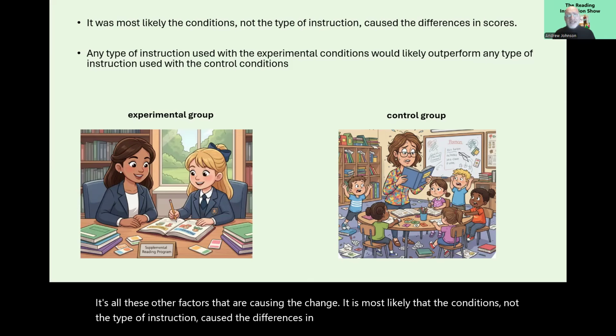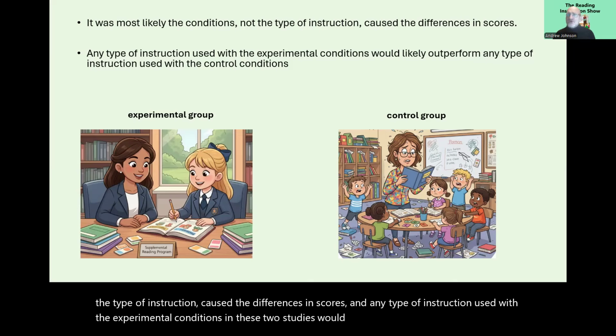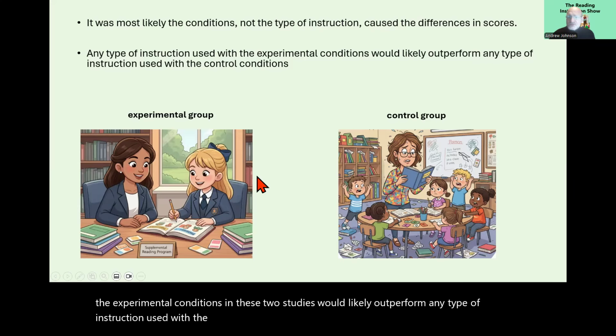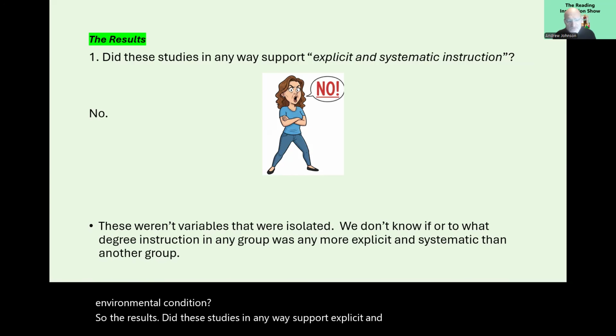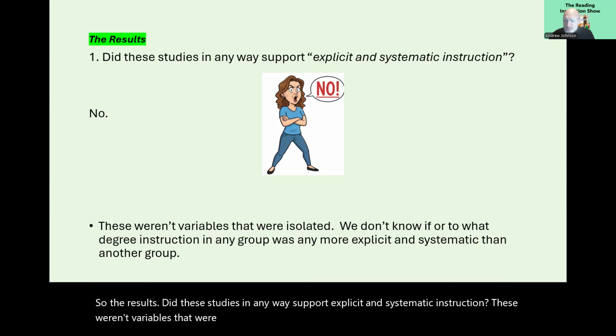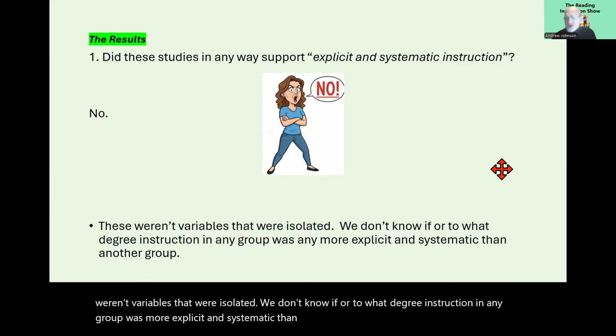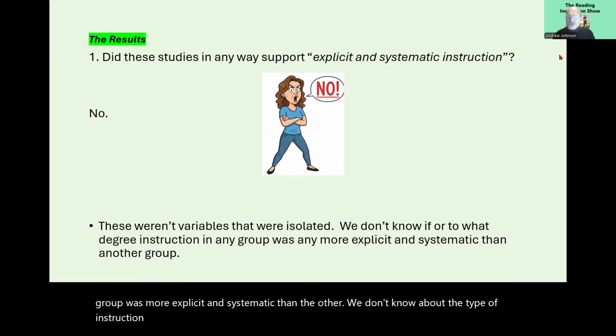It is most likely that the conditions, not the type of instruction, cause the differences in scores. And any type of instruction used with the experimental conditions in these two studies would likely outperform any type of instruction used with the control conditions. Experimental group, control group. Was it the type of instruction or was it the environmental conditions? So the results, did these studies in any way support explicit and systematic instruction? These weren't variables that were isolated. We don't know if or to what degree instruction in any group was more explicit and systematic than the other. We don't know about the type of instruction in the control groups.